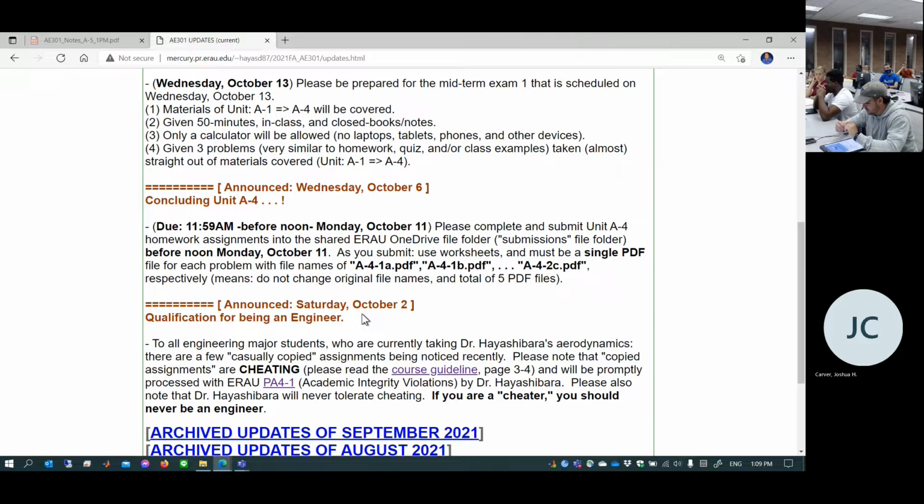Although it's only 5 problems, and unit A4 is kind of simple problem. It's an ESP, either use Bernoulli or an energy kind of problem. So you should be able to do that.